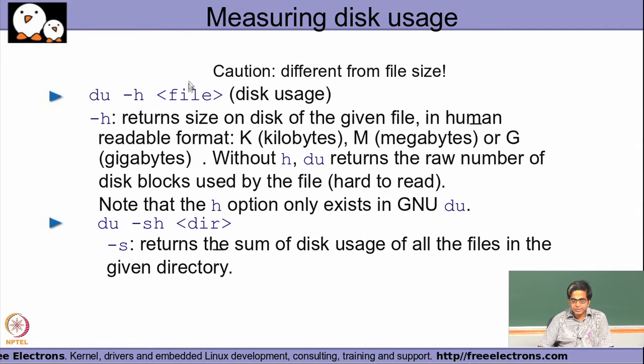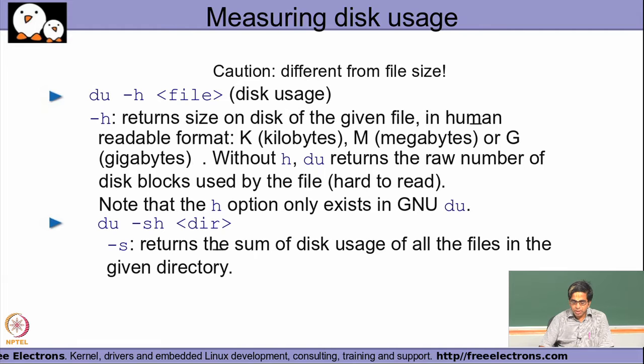If we do not use the -h option, the du command will return the raw number of disk blocks that the file is using. Because it gives the size in terms of disk blocks, we also need to know the disk block size to understand exactly how many bytes that file is occupying. So, it is a little bit hard to read. Typically, administrators or users who want to use the du command always use it with the -h option, so that the file size or directory size, whatever is being looked at, becomes easier and human readable very quickly.